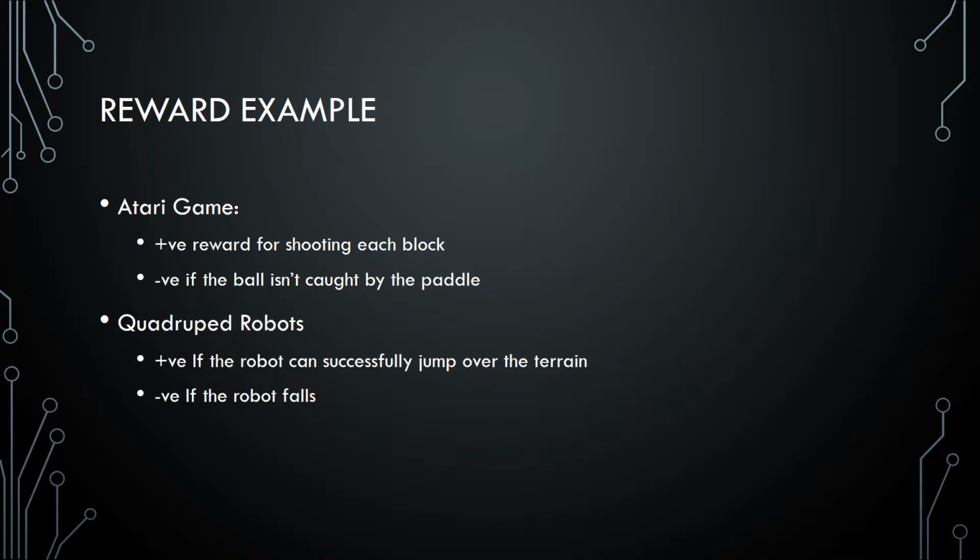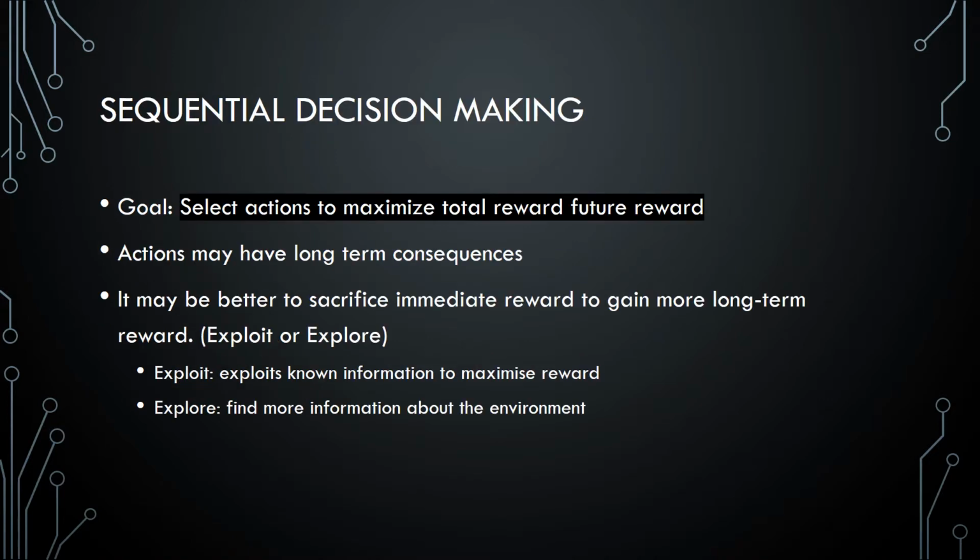For example, in the Atari game, we can state that there is a positive reward for shooting each block and a negative reward if the ball isn't caught by the paddle. For the quadruped robot example, we can state that it is a positive reward if the robot can successfully jump over the terrain, and a negative reward if the robot fails.